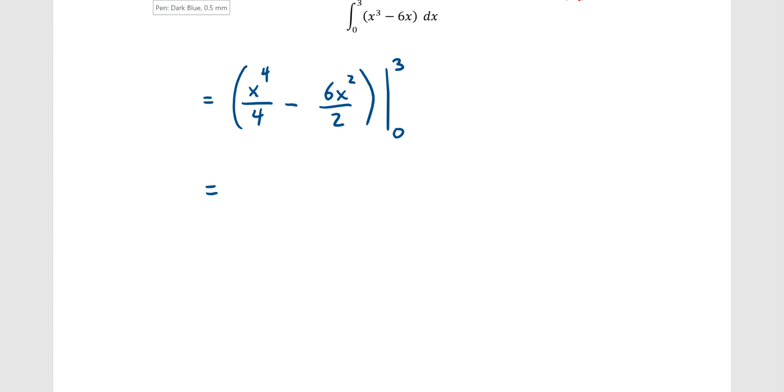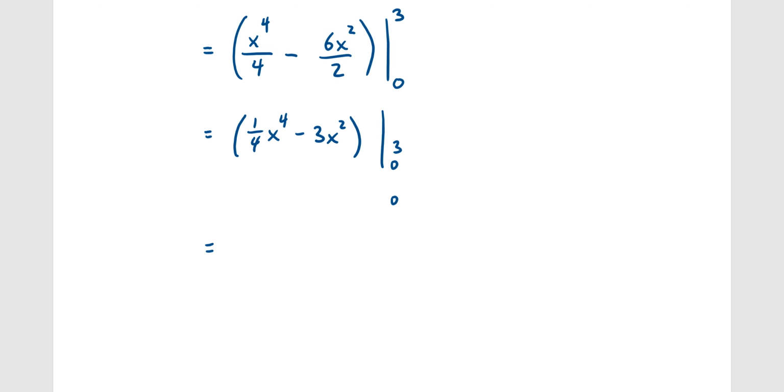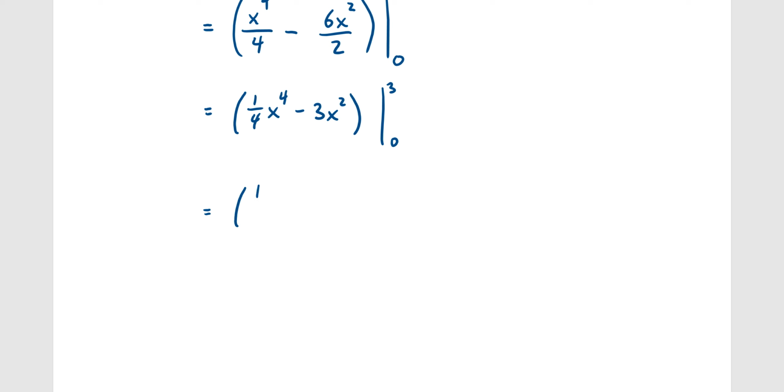And we do upper bound first. It's going to be 3 to the 4th over 4 minus, well, actually, let's just simplify this real quick. I'm going to write this as 1/4 x to the 4th minus 3x squared. Just clean it up just a little bit, and now let's go ahead and plug in the upper bound first. So we get 1/4 times 3 to the 4th minus 3 times 3 squared minus, so notice here that when we plug in 0, it's actually going to cancel both of these terms.